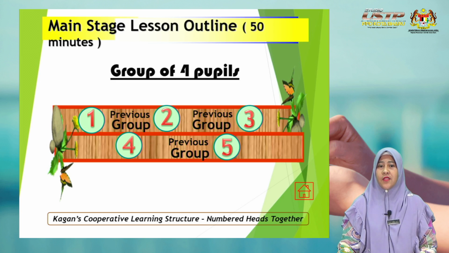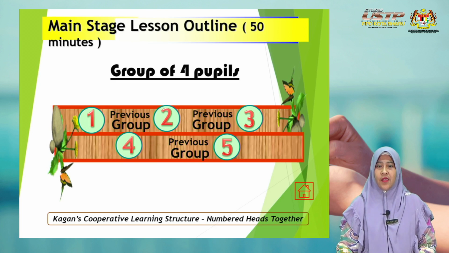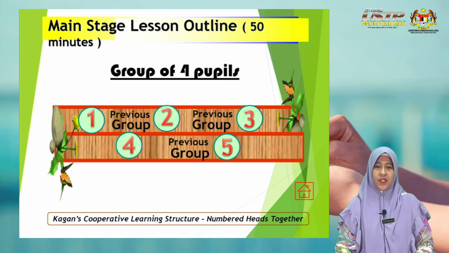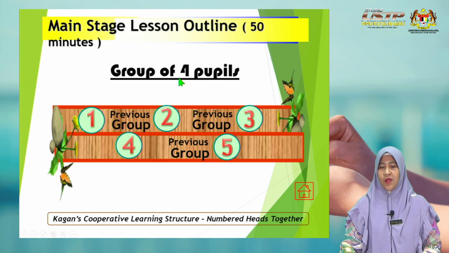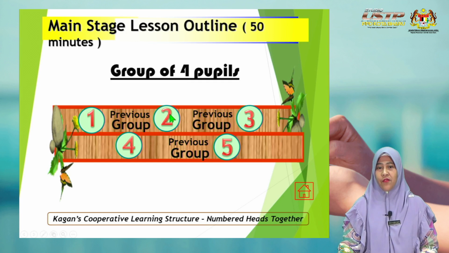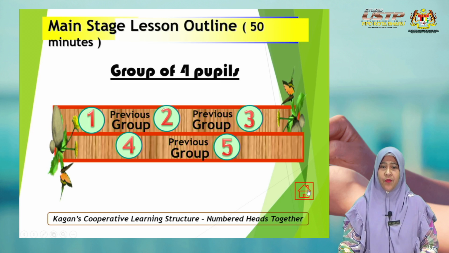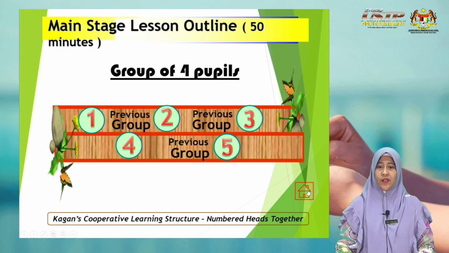Okay, this is their recent and original grouping. It depends on how many pupils are in the class, but each group must consist of 4 pupils, which means 4 pupils for one group. And then each pupil in the group is given one number, from number 1 to number 4.